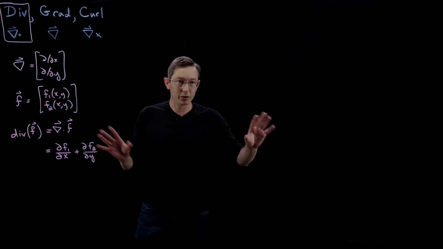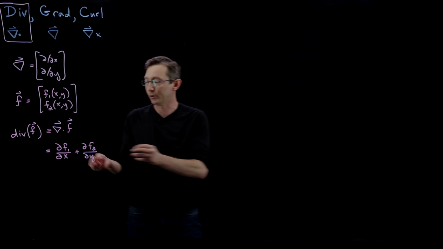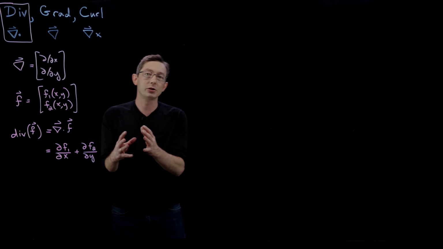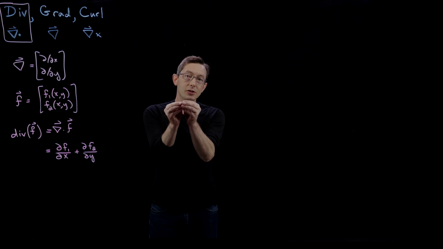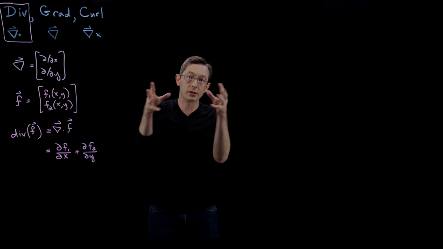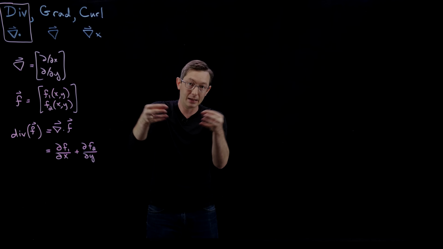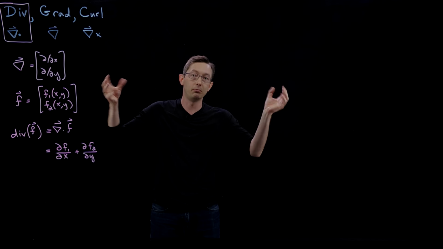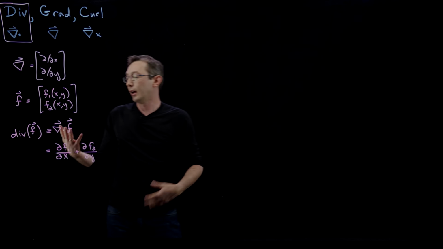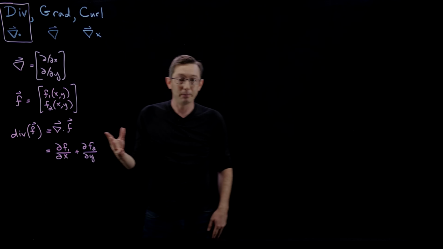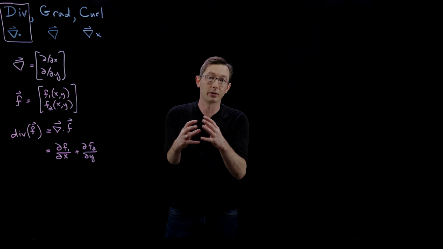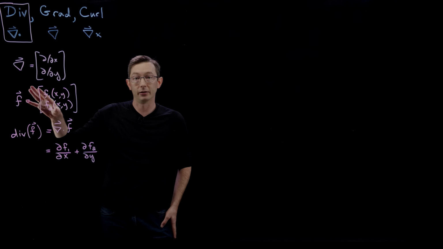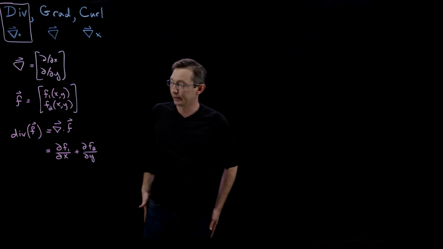I'll show you in pictures in a minute, in some examples. This quantity here tells you how much that vector field f is locally sourcing out or sinking in, kind of pulling material in or blowing material out. And if the divergence is 0, then there's no net local compression or compressibility of that vector field. So we'll talk about this in a little bit.